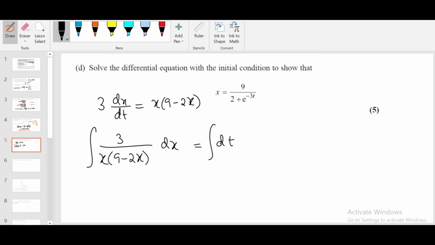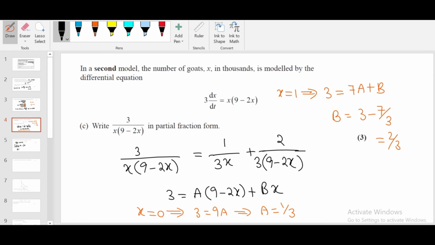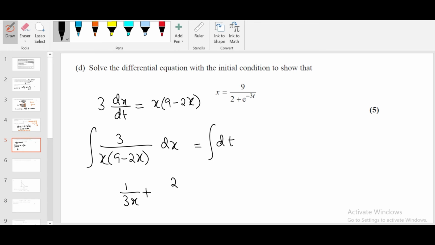It's going to be 1 over 3x, you can take the result from the previous part, plus 2 over 3 times 9 minus 2x dx is equal to, integral of dt is just t plus c.